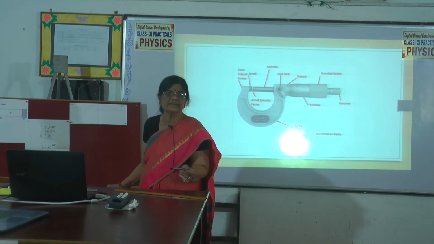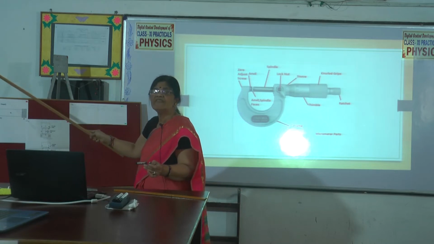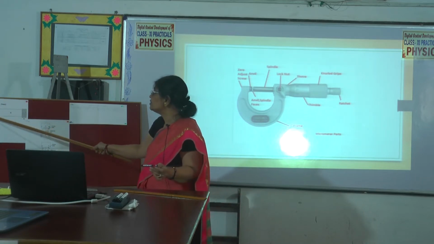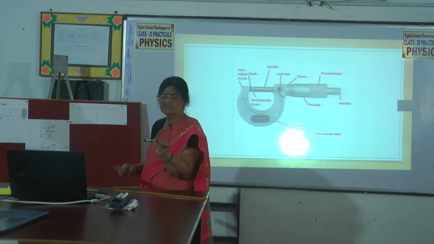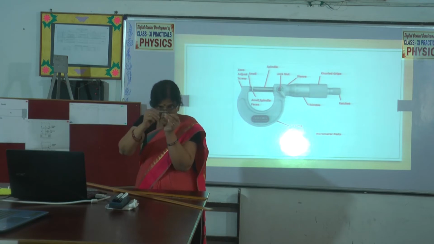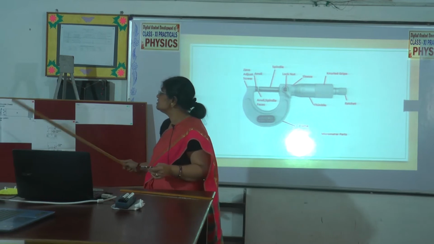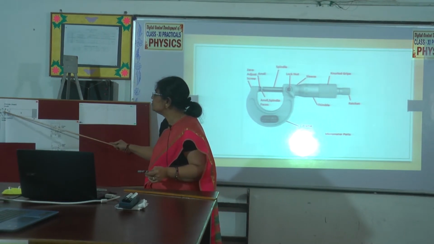Here also there can be an error. If the main scale zero, when you close it, lies above, then there is a positive zero error. That means the linear scale zero, not the circular scale. How many divisions are there in the circular scale? 100. Sometimes it is 50 also in some screw gauges. So this is your circular scale and this is your linear scale, which is in a line.